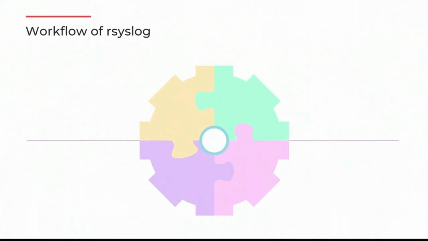How does rsyslog actually work? To understand that, let's break it down into parts. Think of it like a small delivery system. First is input. This is where rsyslog receives log messages. These can come from system processes, applications, or even over the internet.